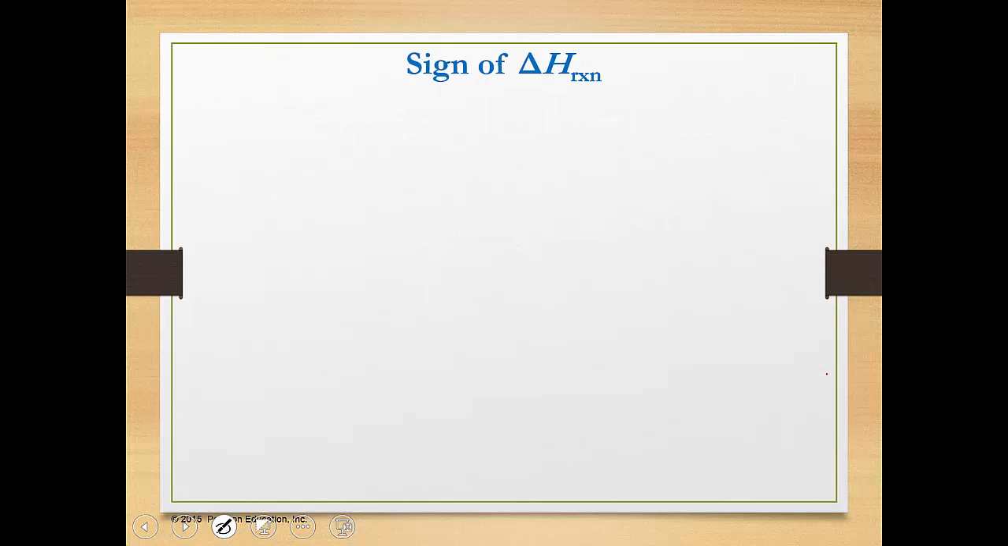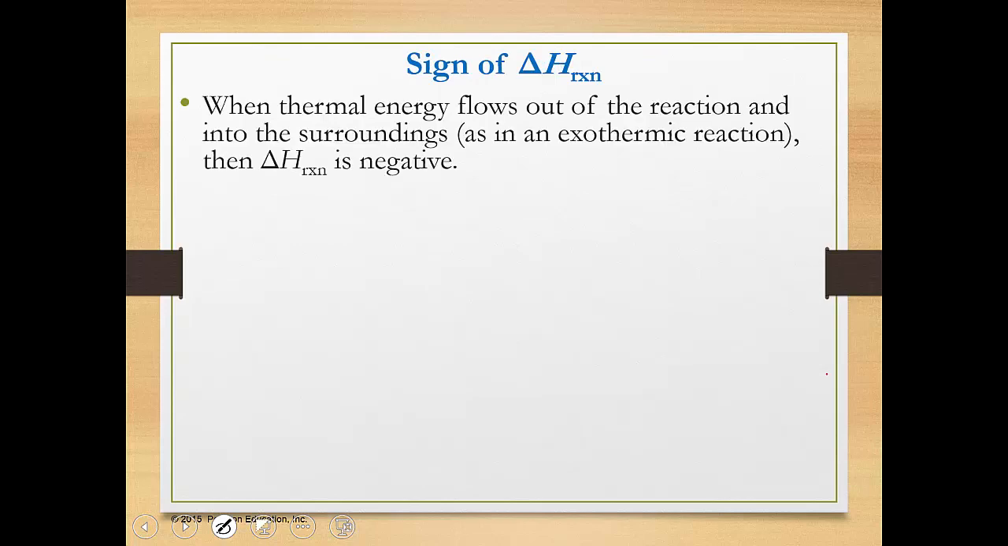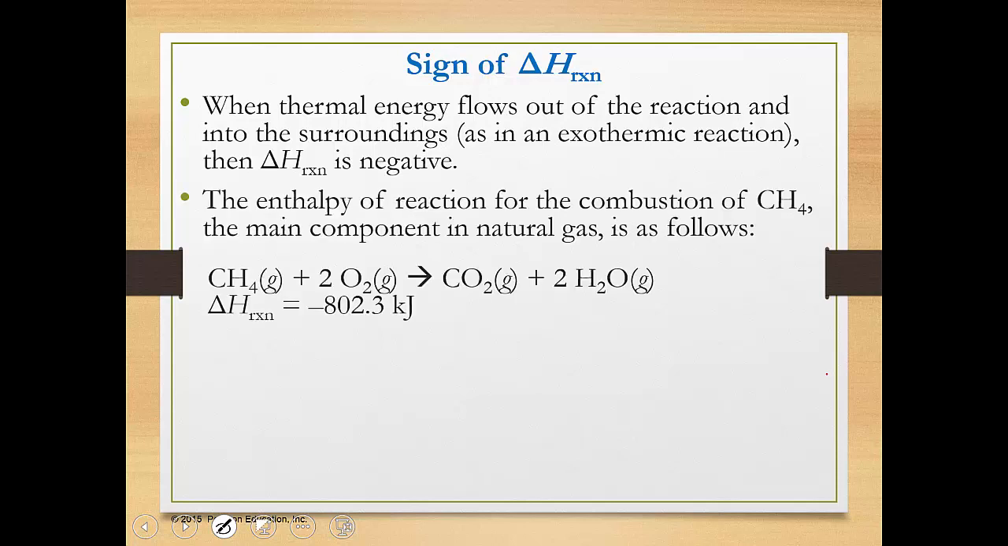So looking at the sign for the change in enthalpy of a reaction, we've already said when we have energy flowing out of the reaction, it is negative. An example of this would be any combustion, but we're looking here at the combustion of methane. Methane is the main component of natural gas. So if we combine that methane with oxygen in the air, remember a combustion, we get carbon dioxide and water. Those are our two products. Now we can actually measure that change in enthalpy. So when you see these values right here, this delta H reaction is equal to a negative 802.3 kilojoules.